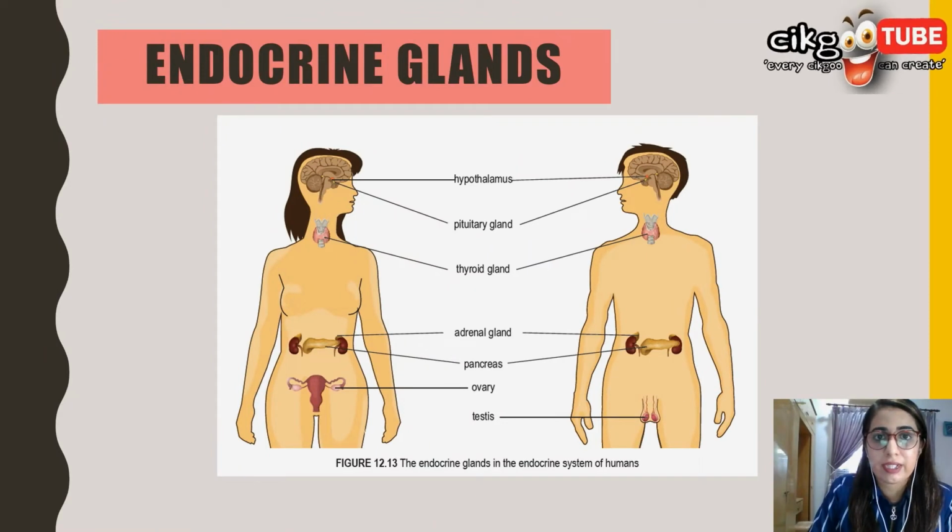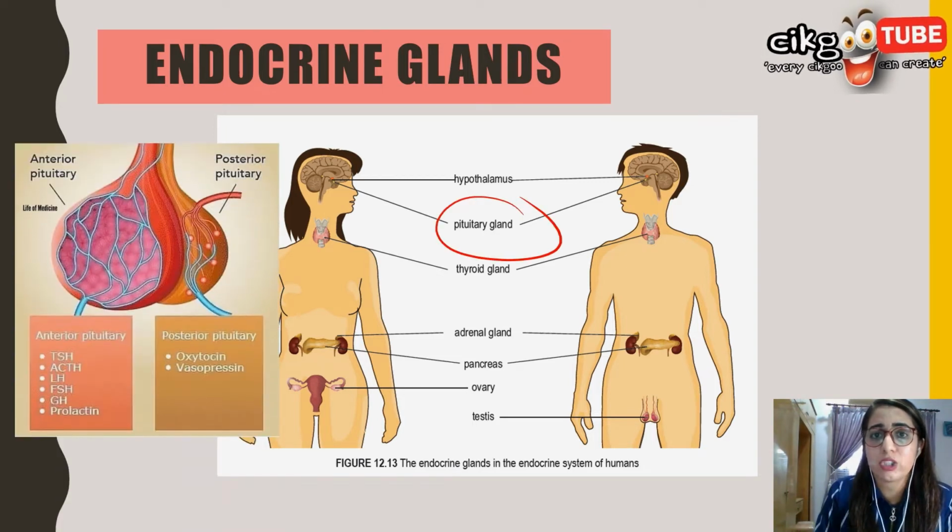Endocrine glands. The pituitary gland is known as the master gland of the endocrine system, because it secretes hormones that control the secretions of many other endocrine glands. For example, we have the thyroid gland, adrenal gland, and the ovaries and the testes.